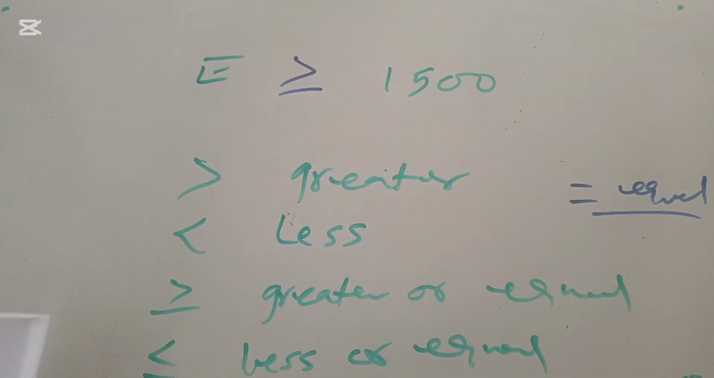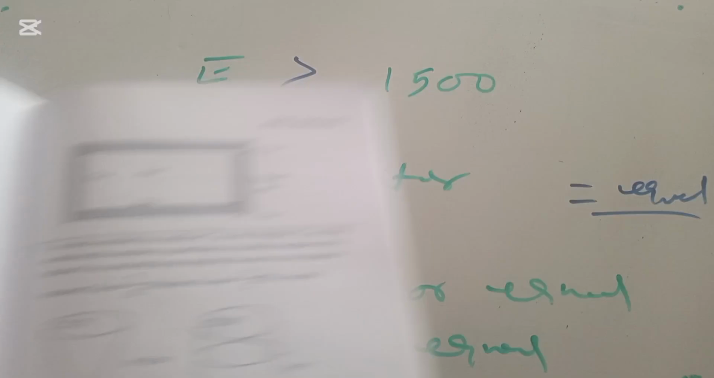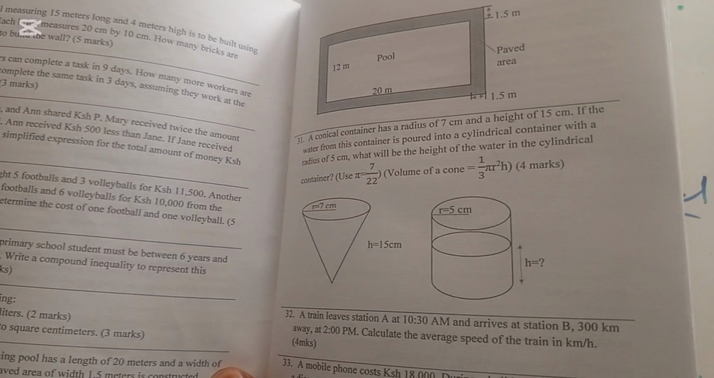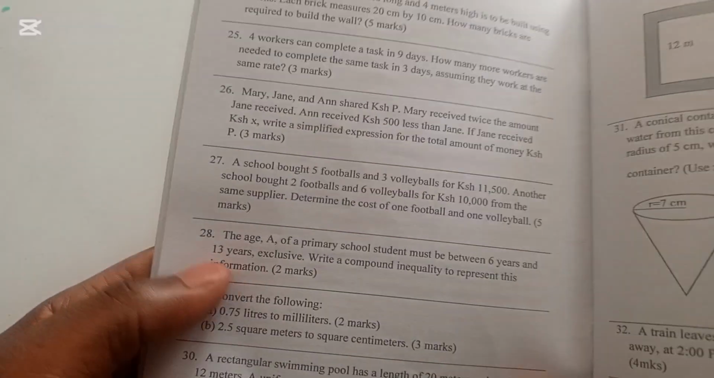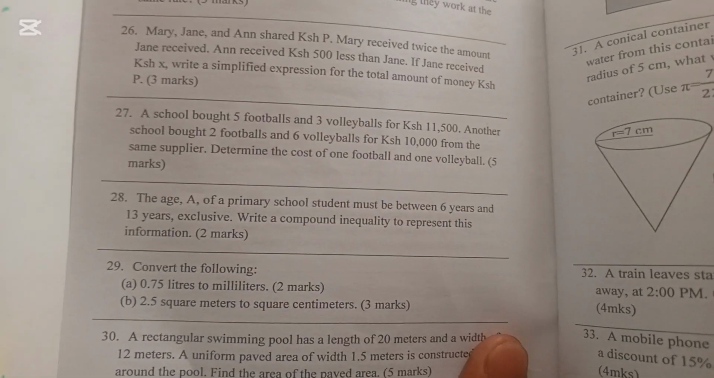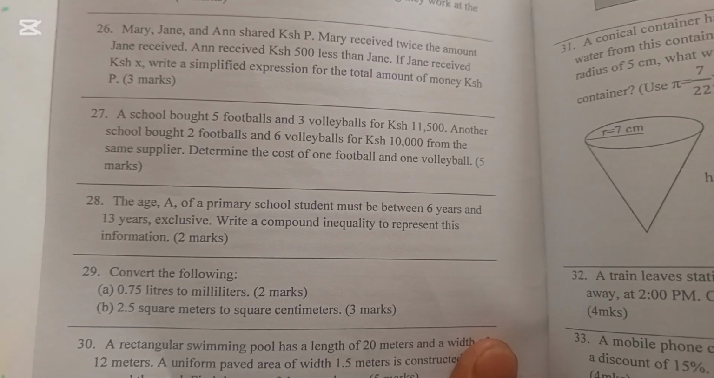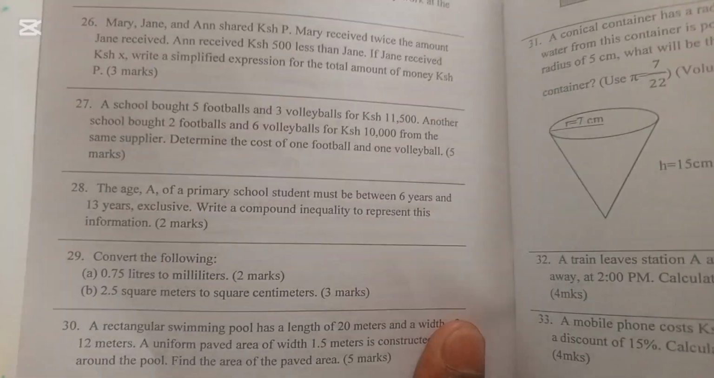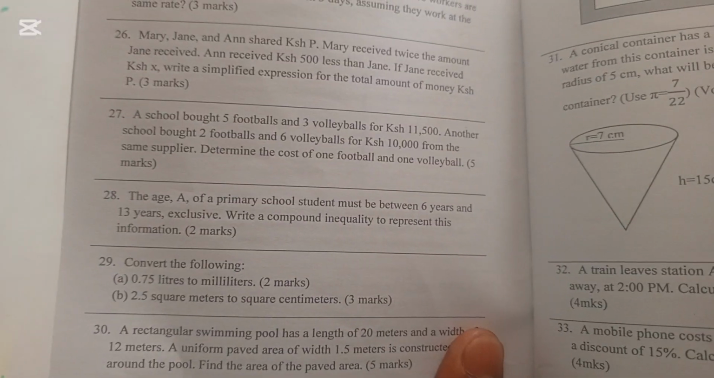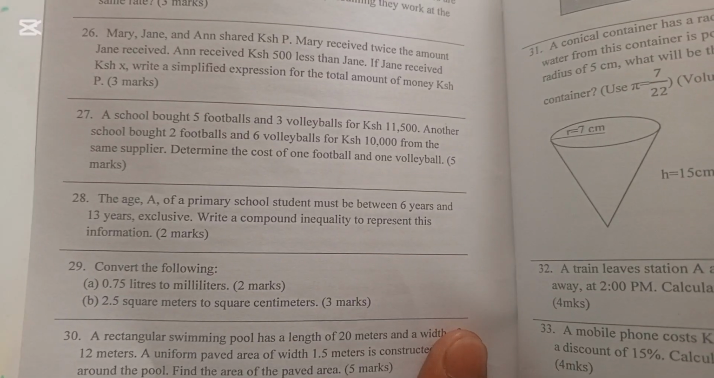So let me look for other questions on linear inequalities in this book. We have said this topic comes around question 29 and 31. Okay, yes, this one is a very good question. Now, question 28. The age of a primary school student must be between 6 years and 13 years, exclusive. Write a compound inequality to represent this information.